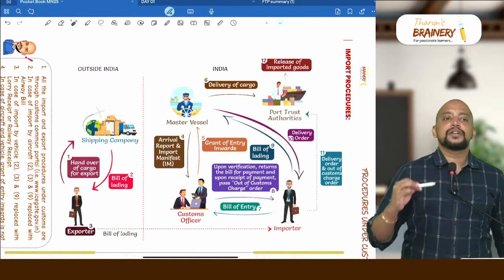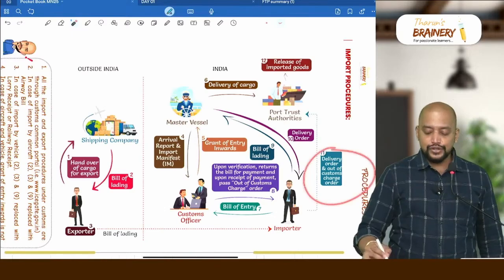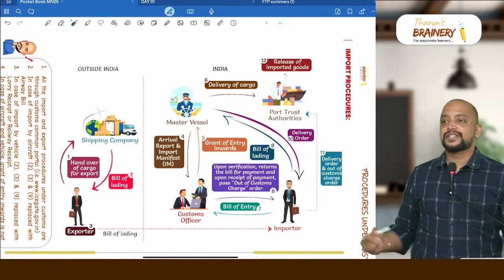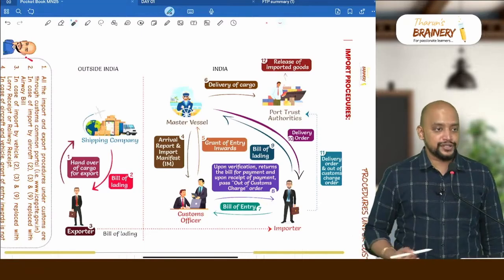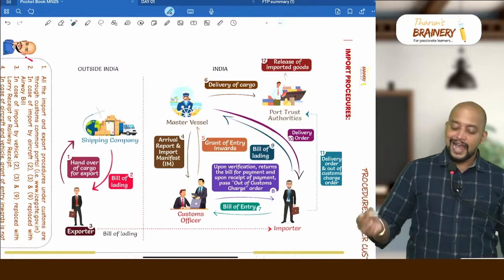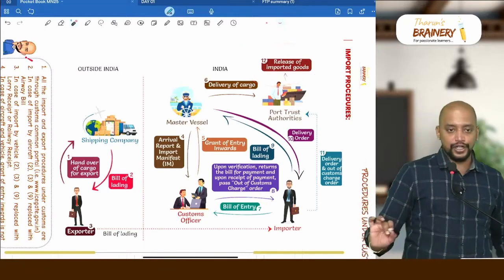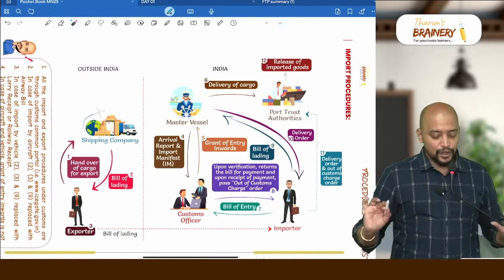Out of customs charge order means they paid the customs duty. So these two orders, the delivery order and the out of customs charge order, they need to give to the custodian. Who is the custodian? Port trust authorities will be the custodian, and they will release the imported goods. These are the 12 steps involved in this case.